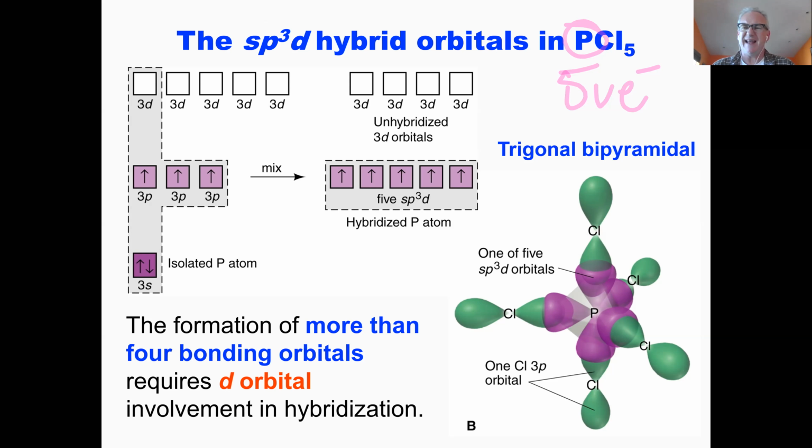Phosphorus can do this thing here. Nitrogen can't do this thing here. Nitrogen cannot make more than 4 bonds, even though it has 5 valence electrons. Phosphorus has the same number of valence electrons, but it can make 5 bonds. Why?